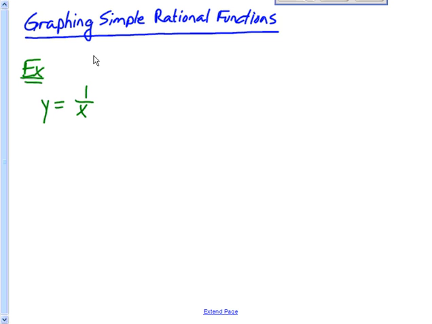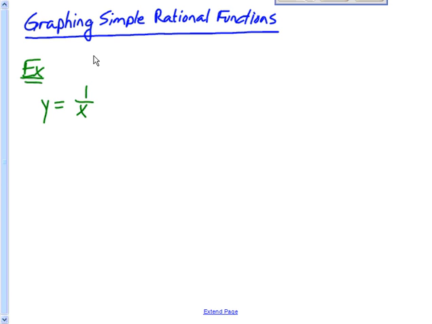Your favorite intermediate algebra course. We're going to graph some simple rational functions. Not sure that simple is a great word for a title in mathematics, but anyways, let's look at the most basic rational function here. Y equals 1 over x, okay?